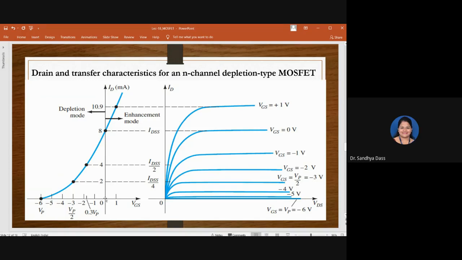Are you getting my point? Let me give you another instance. When VGS is equal to -1, I'll extend this line. Here in the graph, the line is here. Extend this horizontal line towards the left. This is the point of drain current. If I intersect to the x-axis, it will be my VGS.